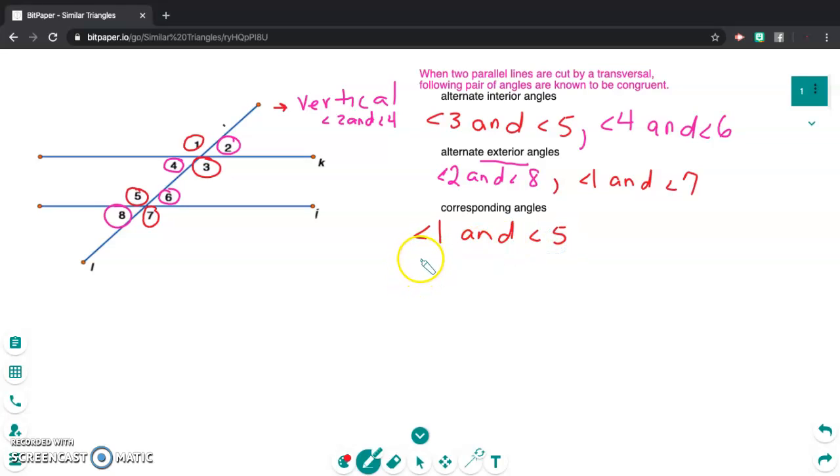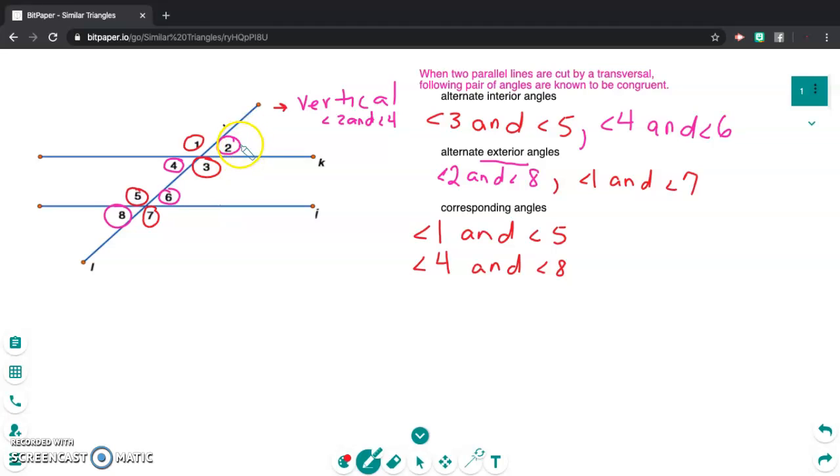And if you notice that 4 and 8 are also the same color, you have angles 4 and 8. Well, how would I know that they're corresponding? Because when we talk about matching corners, if you look at where angle 1 is positioned on this line K, and where angle 5 is positioned on line I, you will notice that they're in matching corners. So angles 1 and 5, and 4 and 8 are corresponding angles.